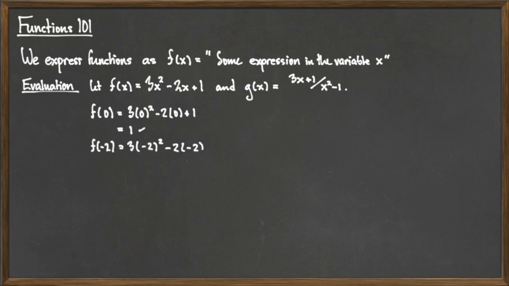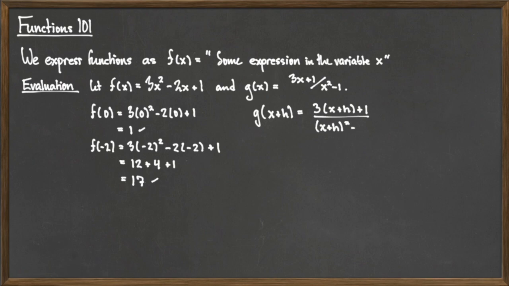Similarly, f evaluated at negative 2, being careful with our negatives, is going to simplify to positive 17. A common exercise in Calculus 1 will be to evaluate functions at expressions like x plus h. When I plug this into g of x, I get 3 times (x plus h), quantity plus 1, divided by (x plus h), quantity squared, minus 1. Now this expression only simplifies so far. We get the following quantity, but this is really just getting us used to the idea that I can plug numbers and algebraic expressions in for functions.